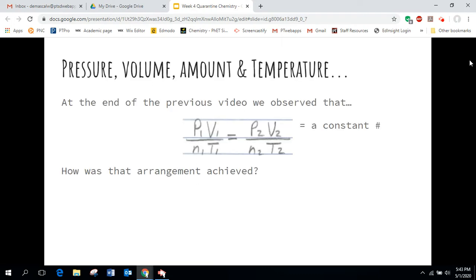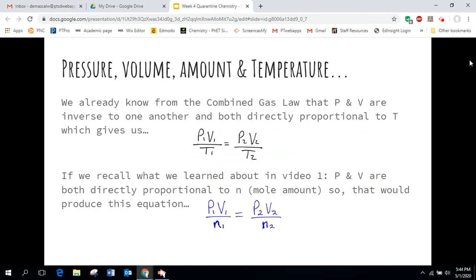At the end of the previous video, we saw that no matter what pressure, volume, molar amount, and temperature we had for any given gas, PV over NT always gave us a constant answer, the same calculated value all the time. What I want to go through with you is how do we get this arrangement? How did we come up with PV over NT? Because we just kind of jumped in and assumed that was a true statement.